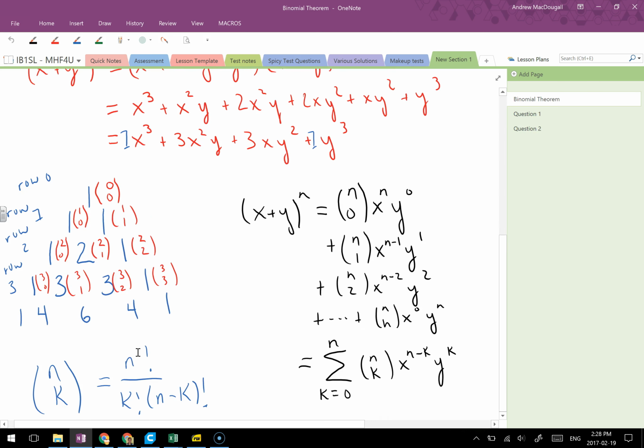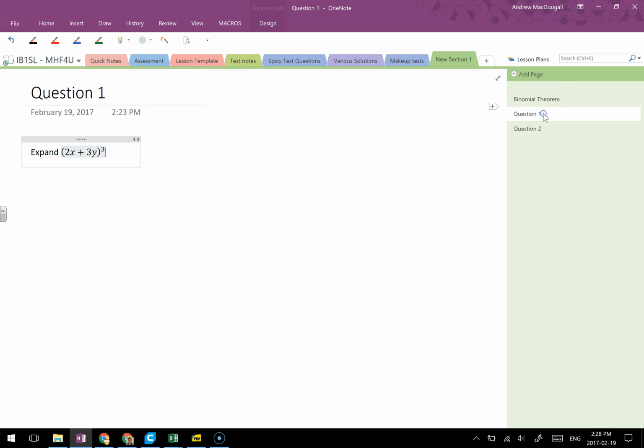Okay, so let's look at some common types of questions you may be asked to solve involving the binomial theorem. So here's one example. Just do an expansion, 2x plus 3y cubed. Okay, so this is very similar to the kind of x plus y cubed we looked at before, except now our x's and our y's have coefficients in front of them.